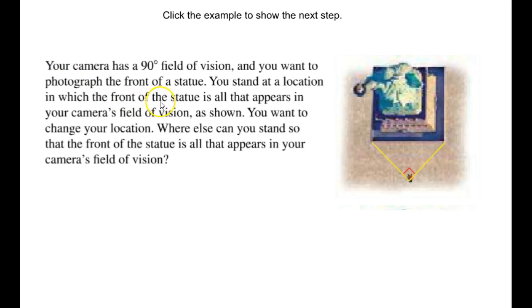Okay, so now we're looking at kind of a real-world example. So my camera has a 90-degree field of vision, and you want to photograph the front of a statue. You stand at a location in which the front of the statue is all that appears in your camera's field of vision, as shown. So here's me and my camera with 90 degrees, and here is the statue that I'm looking at. You want to change your location. Where else can you stand so that the front of your statue is all that appears in your camera's field of vision? So what we want to do is turn this into a circle, because I can stand in many different places where this would still be my intercepted arc.